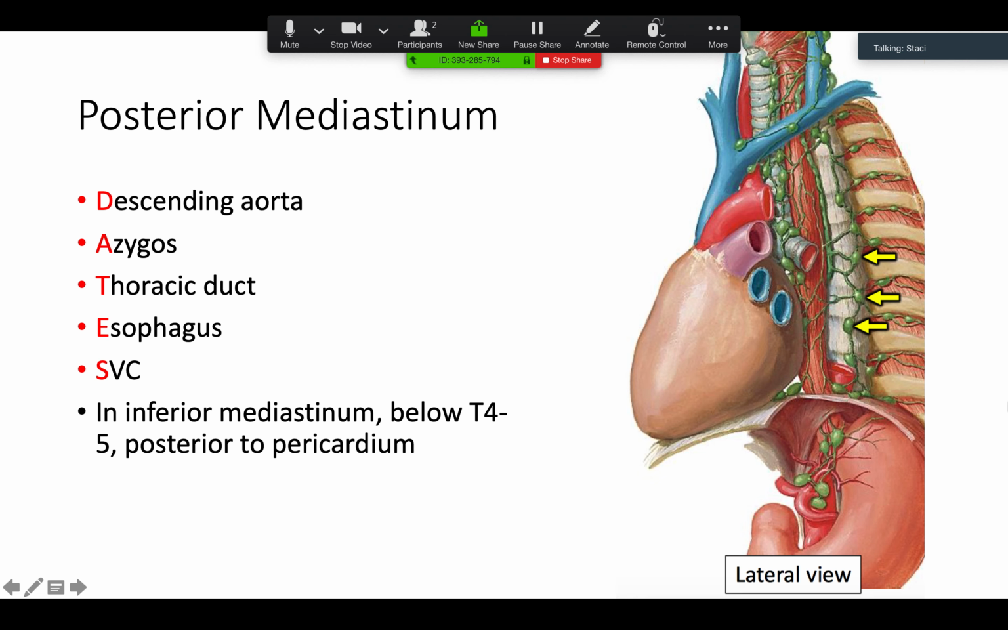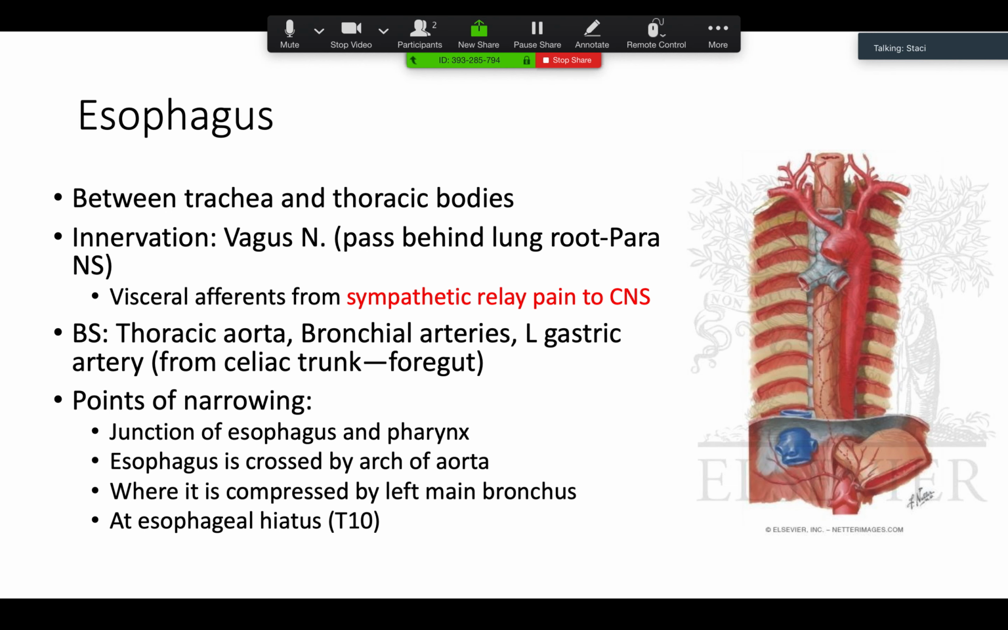Okay, so we talked about the posterior mediastinum this week, and the way I remembered all of the contents in it was thinking dates. So this would be descending aorta, the azygos, thoracic duct, esophagus, and then the SVC. And in the inferior mediastinum, it's below T4 to T5, and it's posterior to the pericardium, which we talked about last week. So let's talk about the parts.